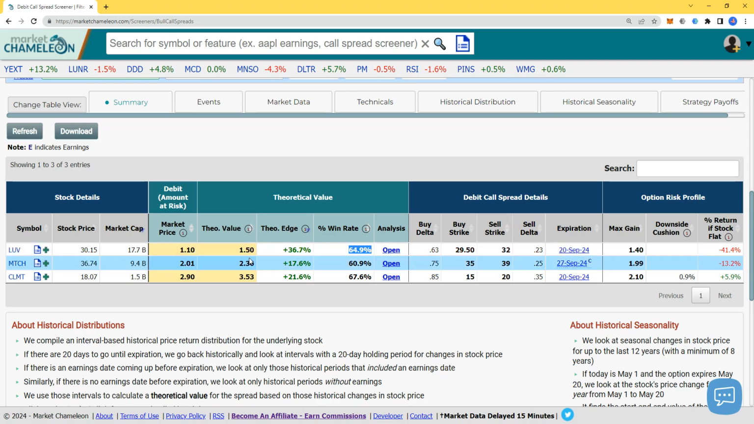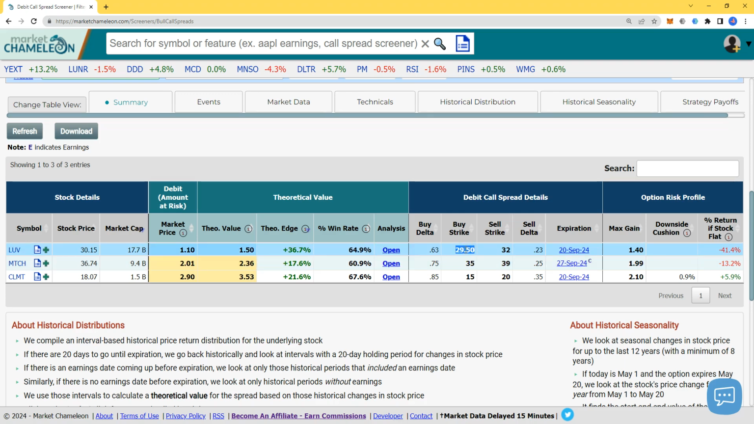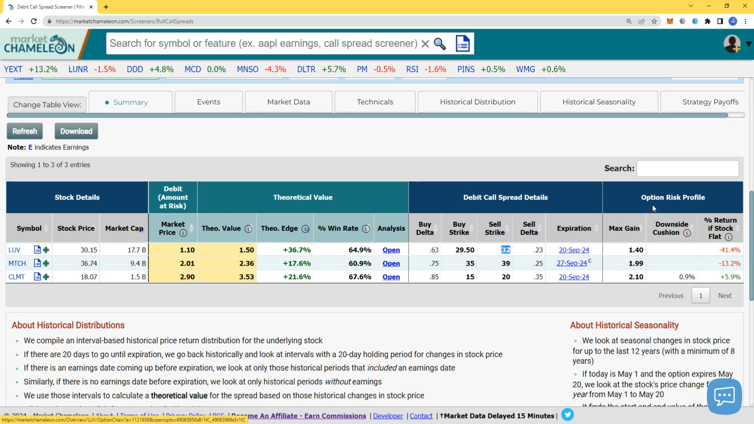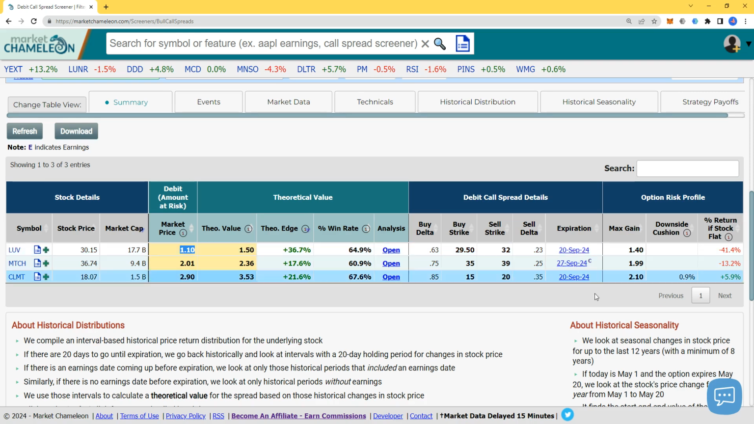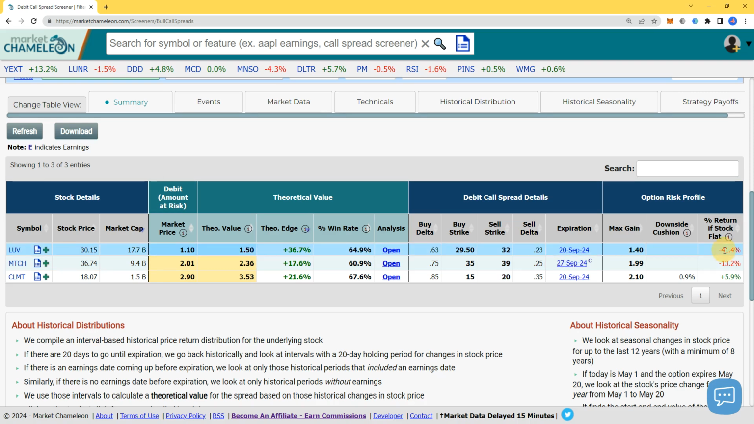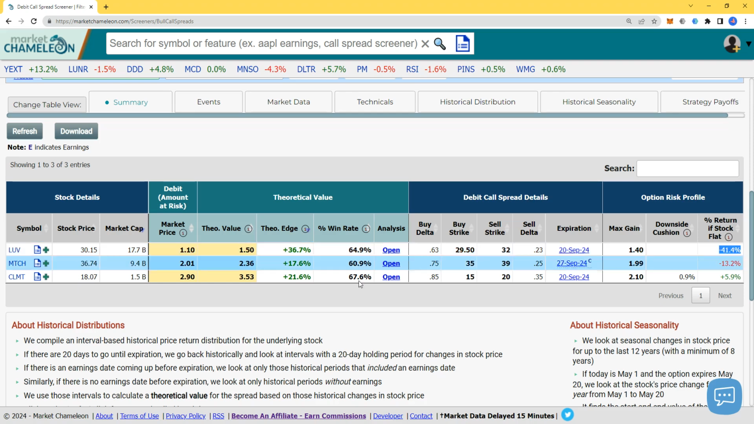Interesting. The trade itself, you buy the 29.5 call, and you sell the 32 call. So your max profit is if Southwest Airlines goes above 32, expiration September 20. And it basically says your max gain is $140 based on the $110 that you invested. If the stock is flat, you are losing 40%. Okay, so that's not ideal.